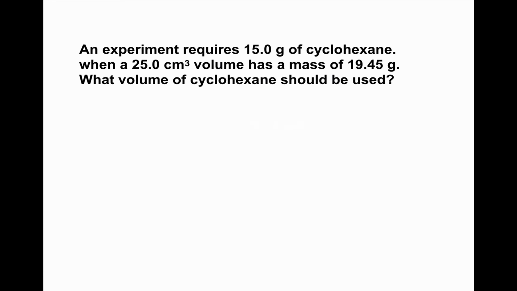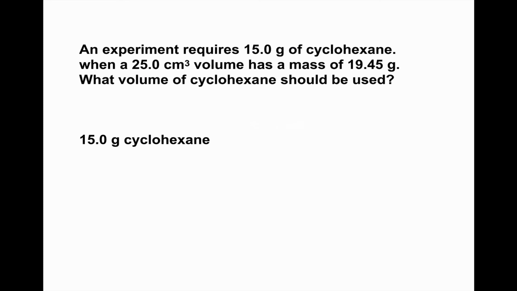Experiment requires 15 grams of cyclohexane. When a 25 milliliter volume has a mass of 19.45 grams, what's the volume that should be used? All right, so we're going back, right? If we had our density, right, we figured it out. We now have a 15 gram sample. So this is what it is.